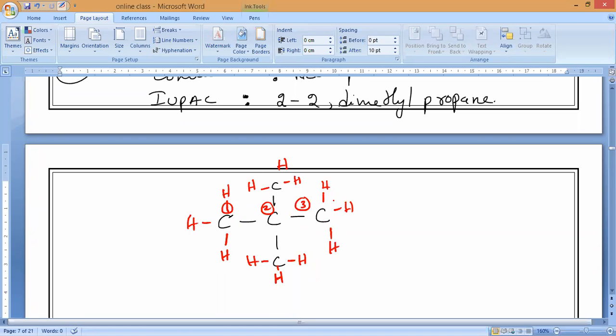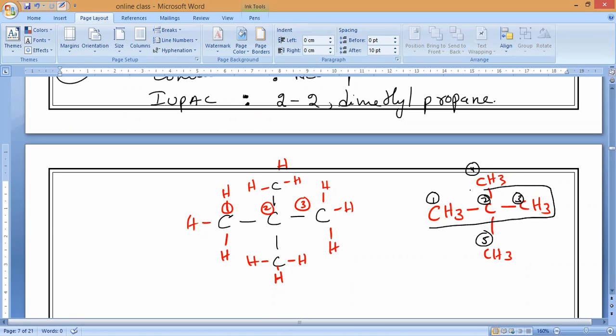So 4 carbons, 4 3s are 12. Is it completed, guys? Number of hydrogens satisfied or not? Check it. Yes, CH3, single bond, CH3, single bond, CH3, single bond, CH3. So this is the structure. Is it clear? So now number of carbons 1, 2, 3, here 4 and 5. So what is the parental chain here? You can see.